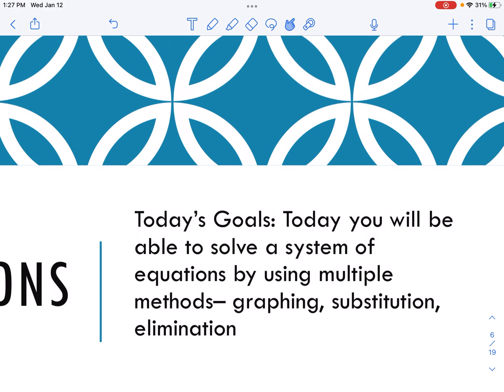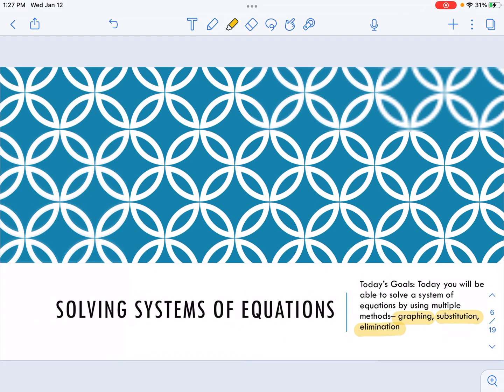Today we've got a lot of goals. We're going to first talk about what it means to solve a system of equations. Then we're going to head into using multiple methods. There are three major methods for solving a system of equations. The first one's graphing, the second one's substitution, and the third one's elimination. Your goal today is first and foremost to know what it means to solve a system. Second, to actually utilize each of the three methods. And third and finally, to identify when each of these methods is the most efficient.